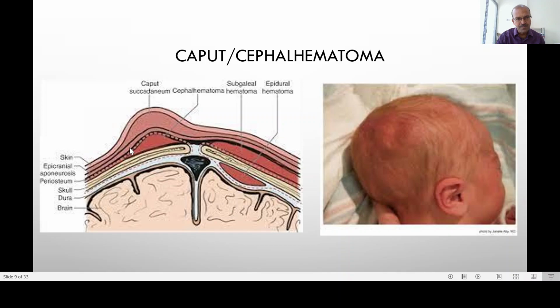The cephalhematoma typically happens even after non-traumatic deliveries, may be an effect of the negative pressure during the descent of the head. It can happen in traumatic deliveries and with vacuum extraction as well.